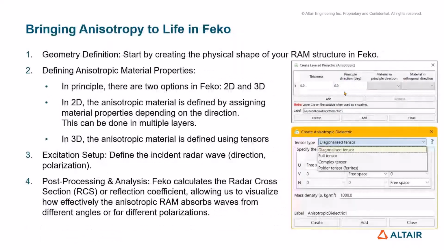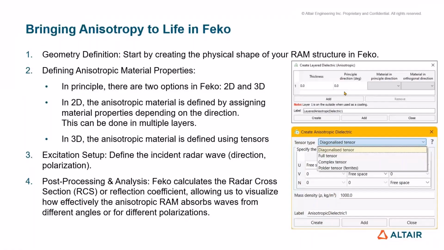Bringing anisotropy to life in Feko. So how do we deal with anisotropy in Feko? Let's go through the 4 steps here. First step, obviously, is to define your geometry, the geometric part that you want to apply the RAM properties to. And then second step, you define anisotropic material properties.